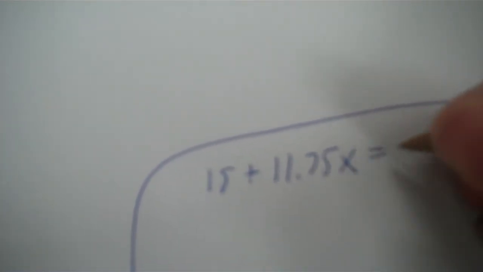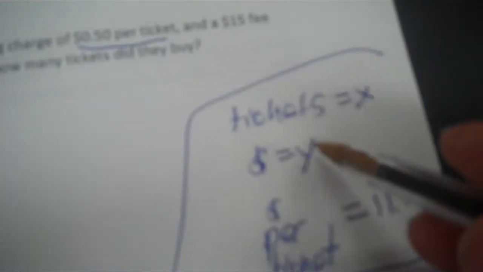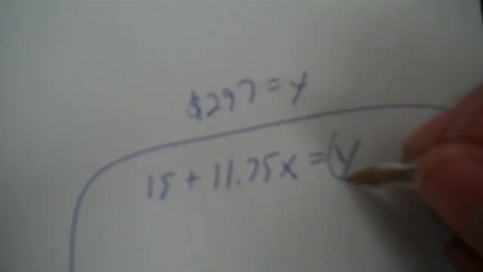And I've also got two other amounts. This $15 is going to work as a beginning amount. Okay, so I pay the $15 fee for booking, and then $11.75 per ticket. And that's how much that equals my cost at the end. So I got 15 plus 11.75 times x equals y. And then the $297, we're going to put that in for y, because y is money.